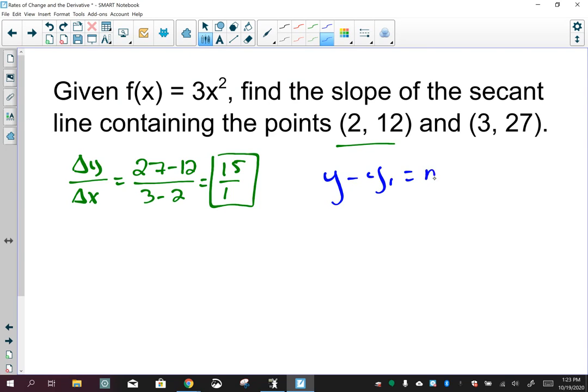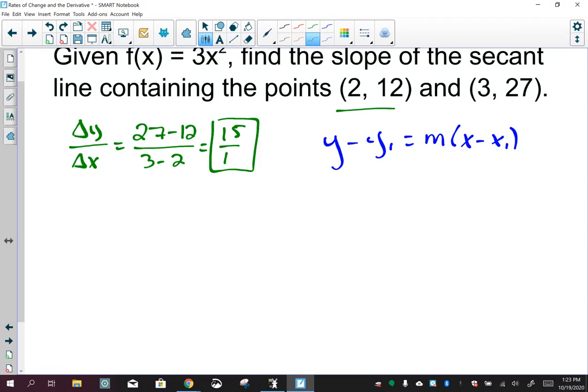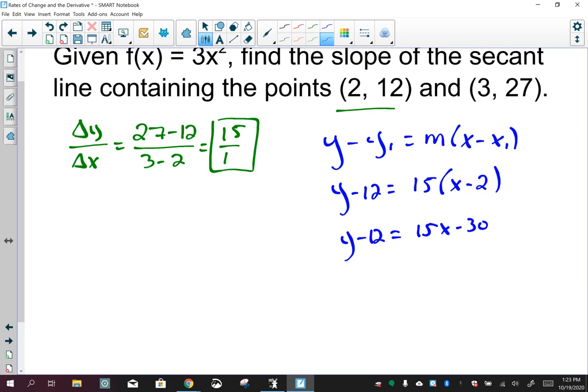y minus y1 is equal to m times x minus x1. Okay? So I take my point, I take my slope, I'll just keep it in blue. And then, oops, that is not 15. That does not go there. Do not pay attention to that. Let's try that again. So y minus 12 is equal to 15 times x minus 2. And now just clean it up and solve for y. 15x minus 30. So y is equal to 15x minus 18.